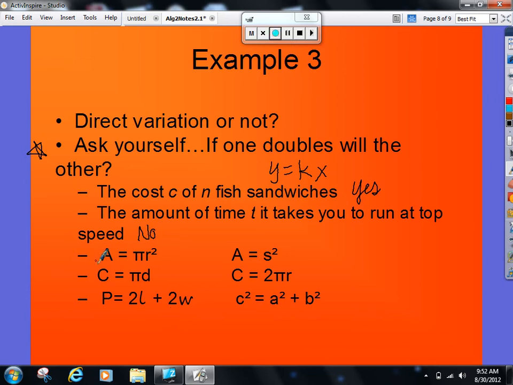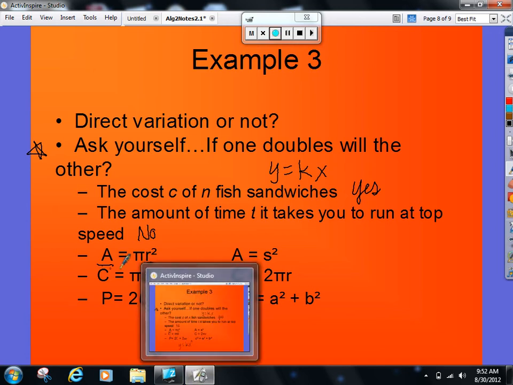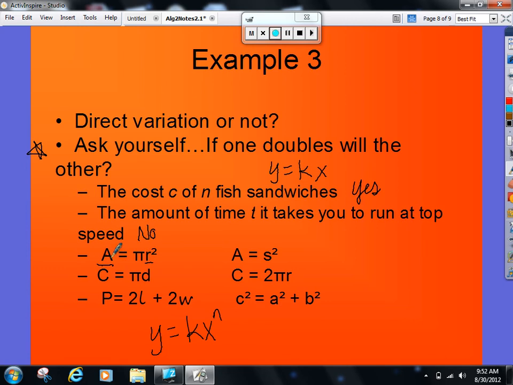Okay, how about this? A and r. Am I going to ask myself this question in this case? No, I'm not. I could, but it's not going to be that helpful for you unless you really have a good picture of this area of a circle, which some of you might. I'm going to see, does it follow my template? y equals kx to the n. This means it will be direct variation. Is that direct variation? Yes.